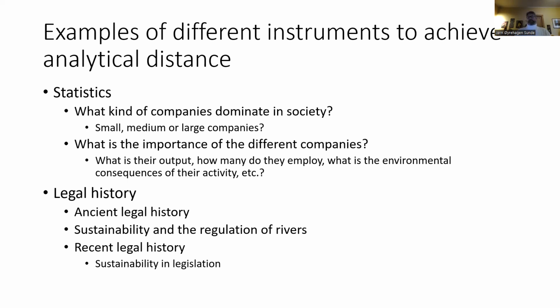So statistics, this is the field of Jukka, of course, but that is maybe the most obvious way of doing it. So statistics on what kind of companies do actually dominate in society. When we're writing company law, what kind of companies are we writing for? What is out there in the real world? Are there small, medium, or large companies? Are there family-owned companies? Or are there big global companies? I mean, what is out there? That's one way of getting a perspective on company law and what you're going to work with.